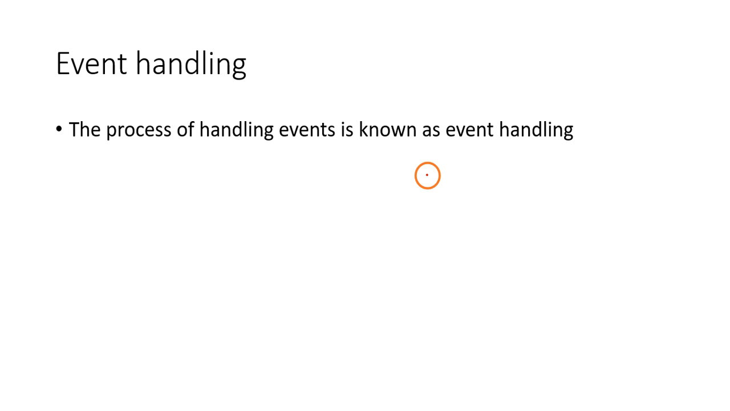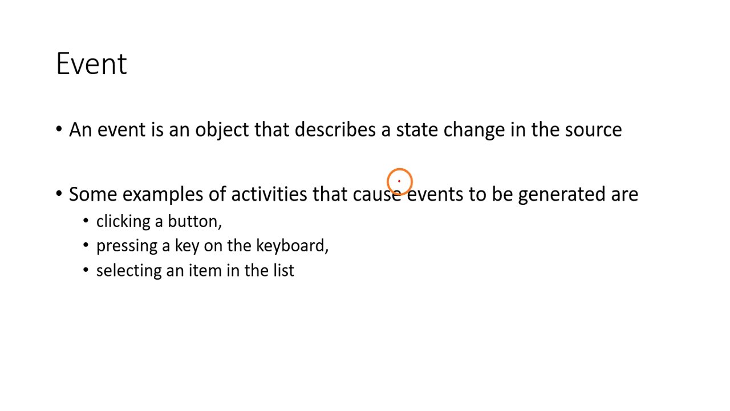So first let's see what is an event. How is it defined? An event is an object that describes a state change in the source. Whenever you are performing some kind of action on the source and its state is changed, that is called an event.